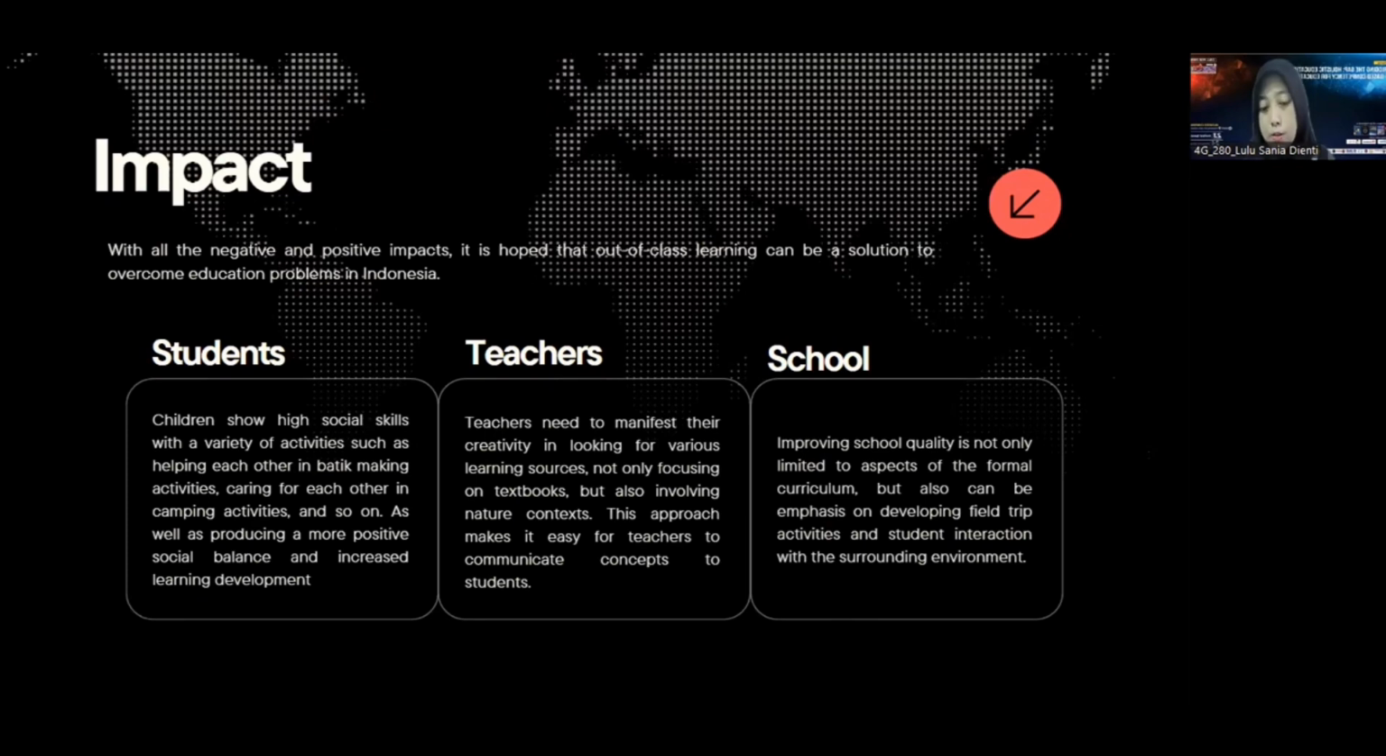And the second, teachers. Teachers need to manifest their creativity in looking for various learning styles, not only focusing on the textbook, but also involving the natural context. This approach makes it easy for teachers to communicate concepts to students. And the last, for the school. Improving school quality is not limited to aspects of the formal curriculum, but can also emphasize developing activities and student interaction with the surrounding environment.